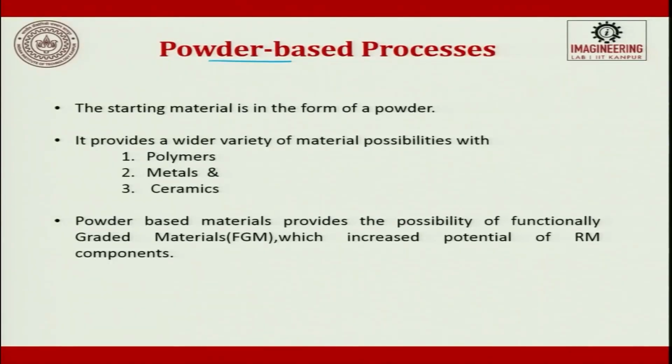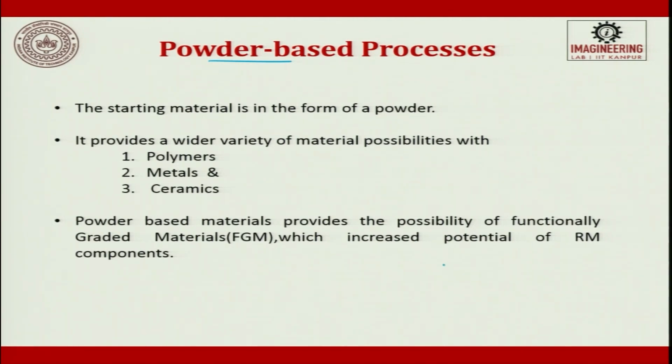The starting material here is in the form of a powder. There are several types of classifications of these powders. They are polymer based, metal based and ceramic based. The powder based material provides the possibility of functionally graded material, which increases the potential of rapid manufacturing.